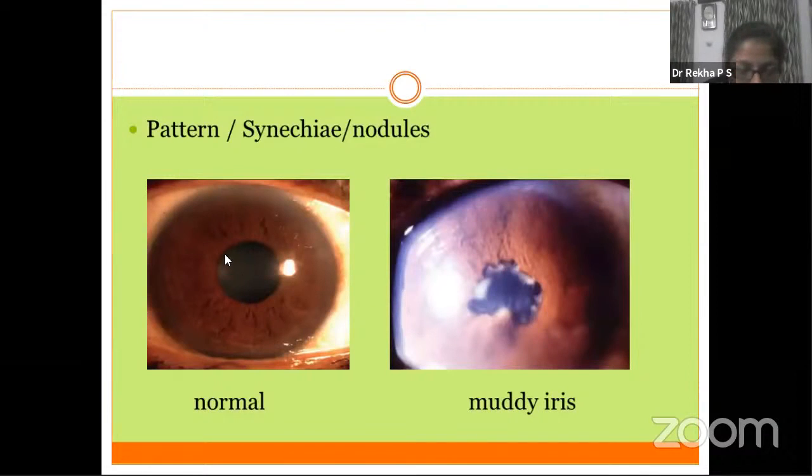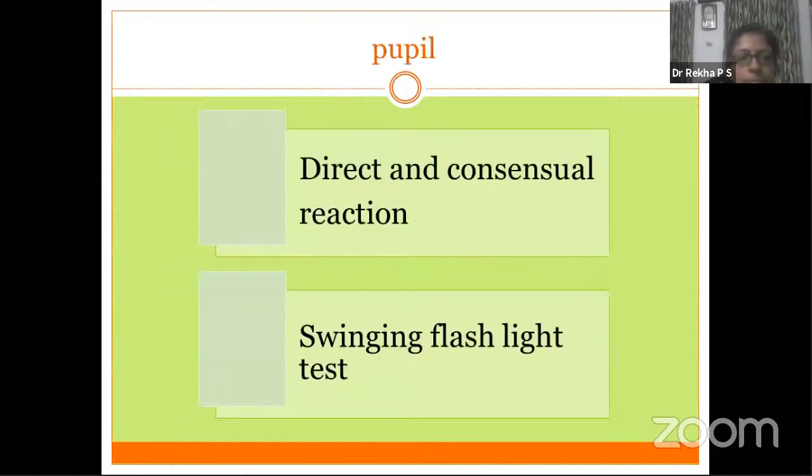Now regarding the pattern, you get a radial pattern because of the crypts. But sometimes the pattern will be lost in iridocyclitis. They usually call it a muddy iris. And also you can get synechiae, which are adhesions between the iris and the anterior lens capsule, or you may get nodules. These are all suggestive of uveitis.